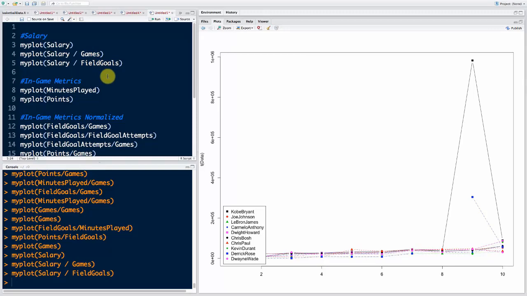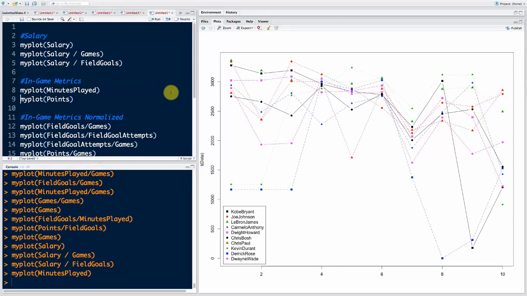So from an analytical point of view, unless we can somehow exclude the effect of injuries, we shouldn't visualize salaries and in-game statistics together. So let's go and look at the in-game metrics. Let's plot the minutes played. And what do we see here? Well, here we see how many minutes each of the players played in the past 10 years.